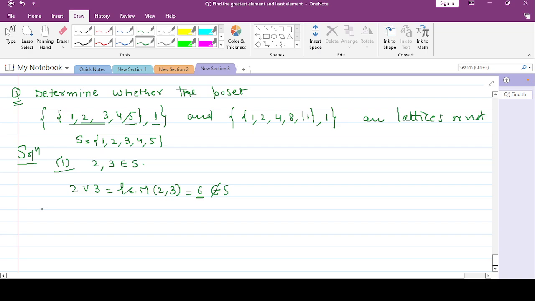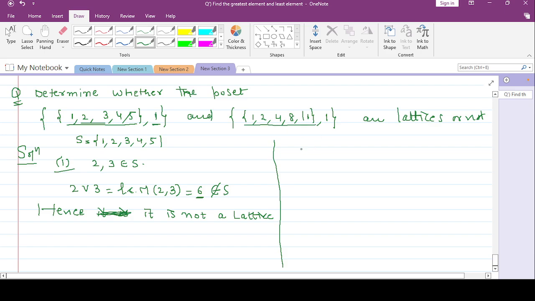Hence we say that it is not a lattice. Okay, now we check this for this set.